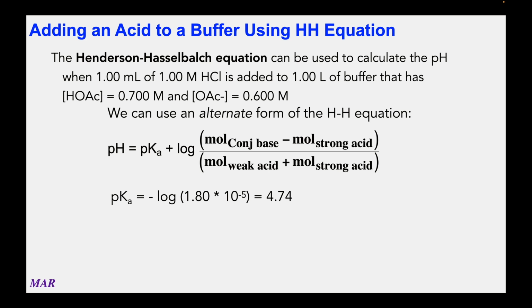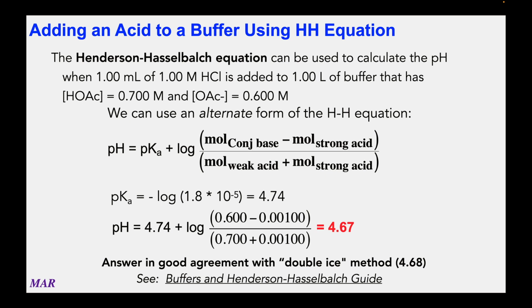So in the last problem, the HCl knocked the conjugate base, the acetate, down a little bit. That's why it went from 0.6 to 0.599. But it added to the weak acid. So the acid went from 0.7 to 0.701. And this is the same effect here. You can see how the acid lowers the base, but it ends up adding to the weak acid. So you need pKa, minus log of Ka, which is 4.74. No problems there. You can plug all that stuff in, and when you do that, wow, 4.67.